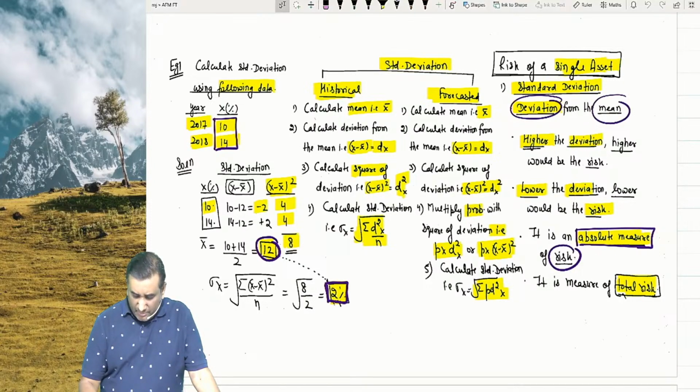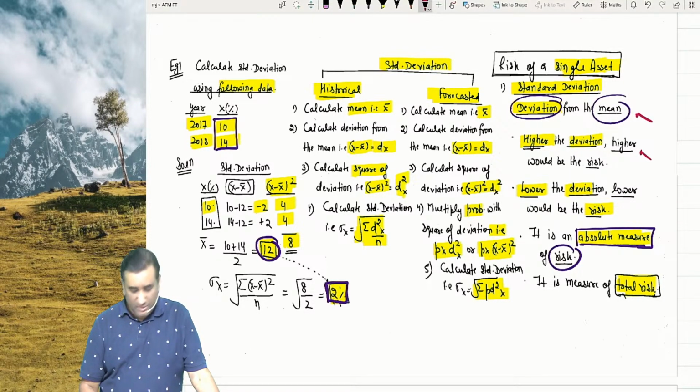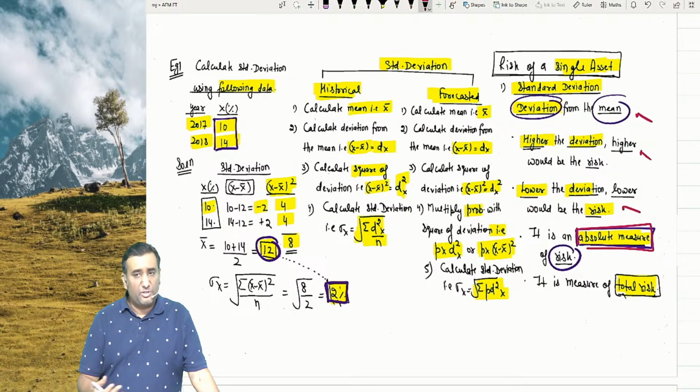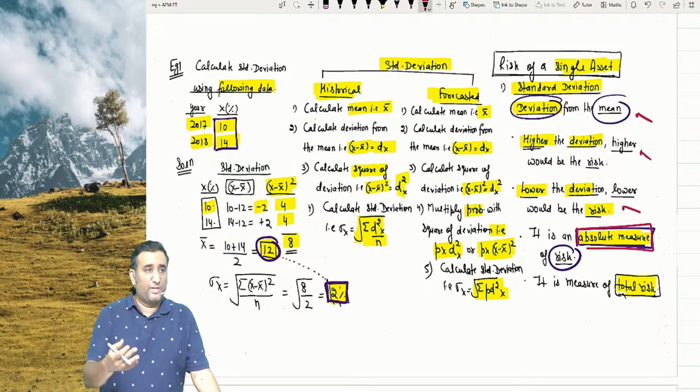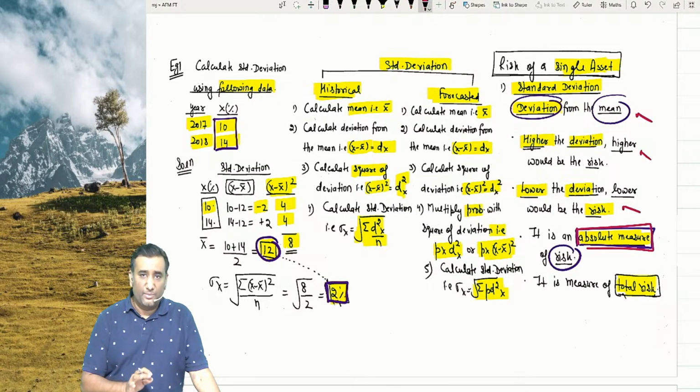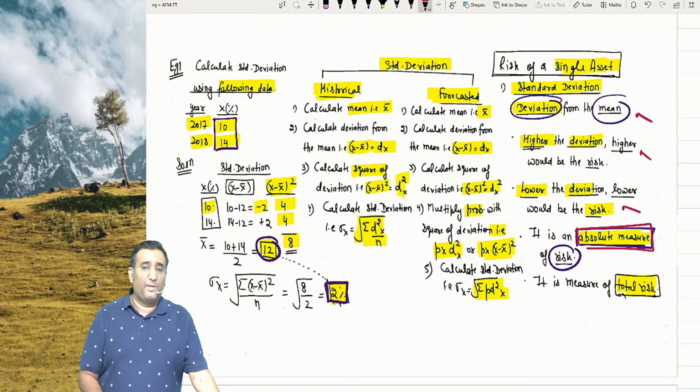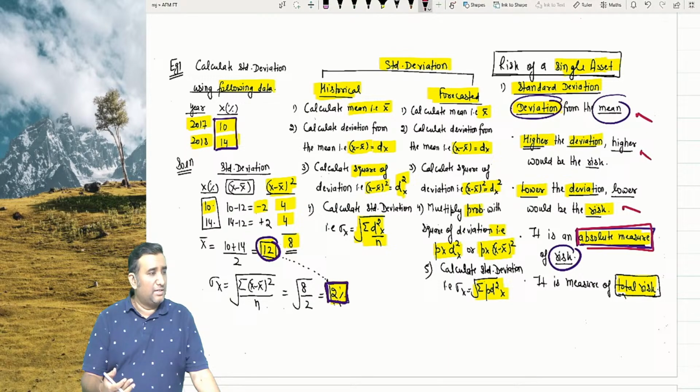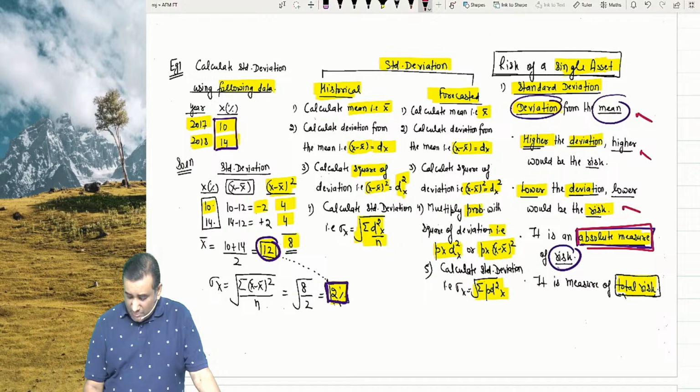It's a deviation from the mean, because in MCQs he can ask you deviation from the mean. Higher the deviation, higher would be the risk. Lower the deviation, lower the risk. It's an absolute measure of risk. When we speak about absolute measure of risk, that means when the fluctuation comes, it is not percentage wise. If the data is in percentage, the answer would come in percentage. If the data is in rupees, the answer would come in rupees. And this could even be part of your capital budgeting, because in that also some risk parameters are used at different levels, because risk and uncertainty is one of the topics there. So it's an absolute measure of risk.